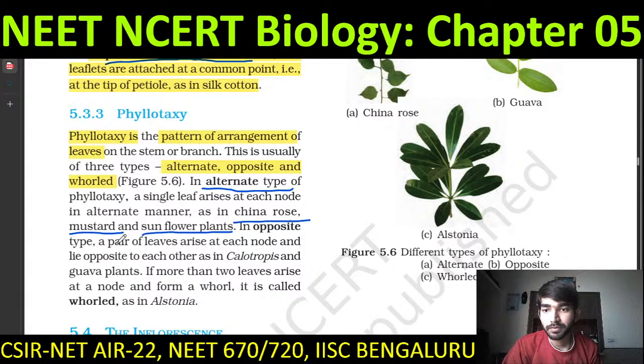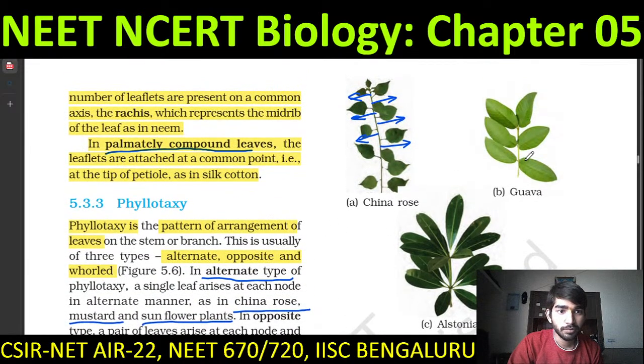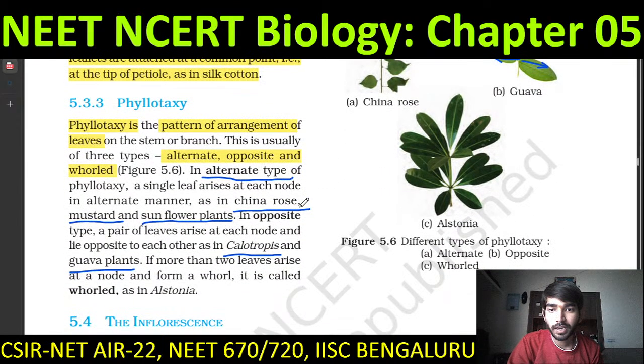Next is the opposite type. A pair of leaves arise at each node and in the opposite direction. Examples are calotropis and guava. So here you can see the opposite one. Leaves are coming in both the opposite directions from the same point. So this is called opposite phyllotaxy, and this is seen in guava and calotropis.